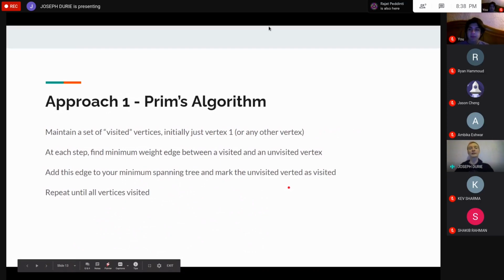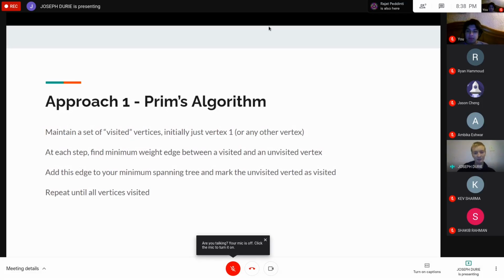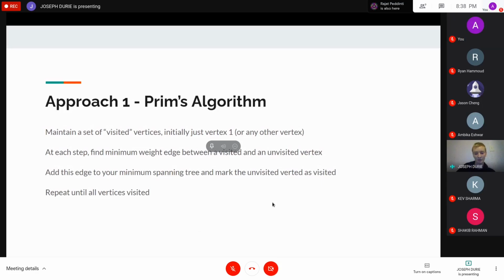Okay, so the first way is Prim's algorithm, which is, I guess, kind of similar to Dijkstra's in sort of the general way that you do it. You're going to maintain a set of vertices that you visited. Basically the idea is you're going to maintain this component of visited vertices and keep adding the vertex outside this component that has the smallest distance to something inside this component.